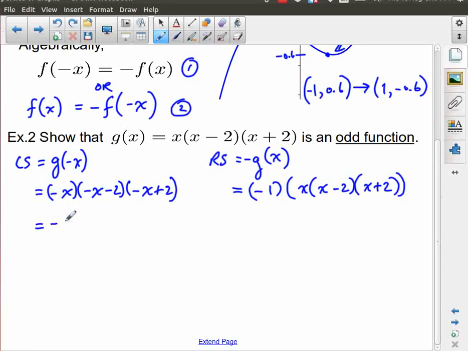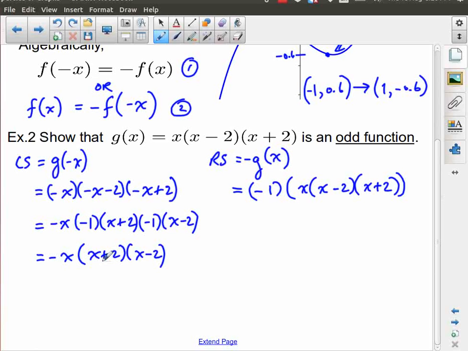So this negative x out front is just going to stay negative x. Negative x minus 2, I can factor out a negative 1 and turn that into an x plus 2. Negative x plus 2, I can factor out a negative 1 and turn that into positive x minus 2. So you can see a negative 1 here and a negative 1 here. Those negative 1s become positive 1. So I am left with negative x times x plus 2 times x minus 2.